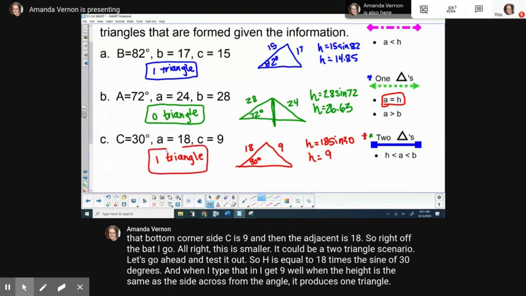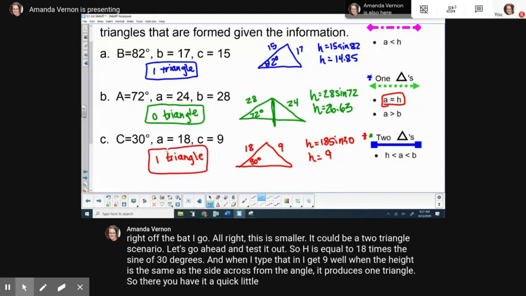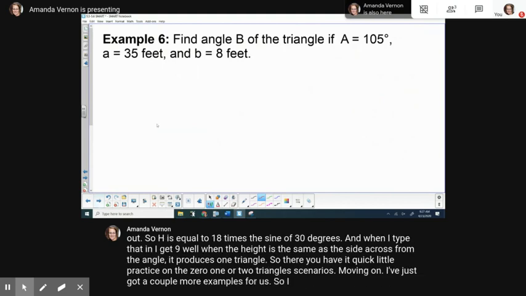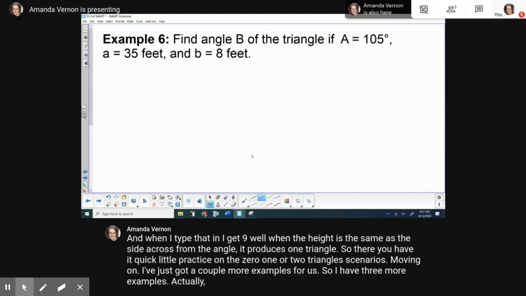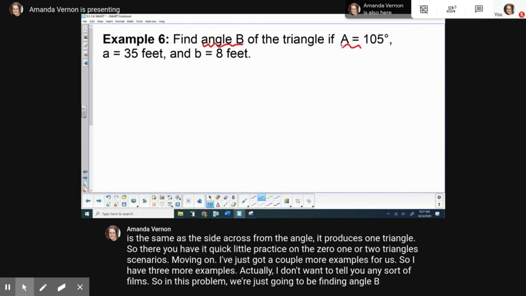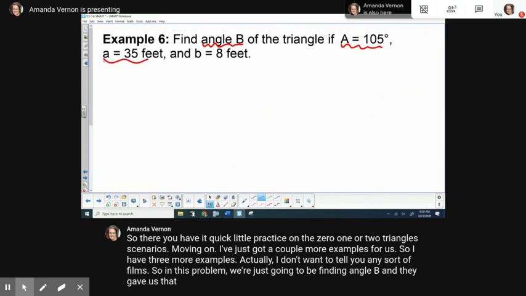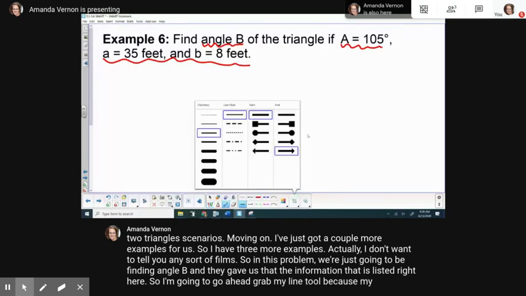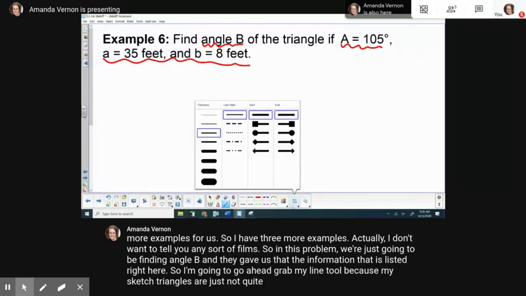So there you have it. Quick little practice on the 0, 1, or 2 triangle scenarios. Moving on, I've just got a couple more examples for us. So I have 3 more examples actually. I don't want to tell you any sort of fibs. So in this problem, we're just going to be finding angle B, and they gave us the information that is listed right here. So I'm going to go ahead, grab my line tool because my sketch triangles are just not quite nice enough for you.